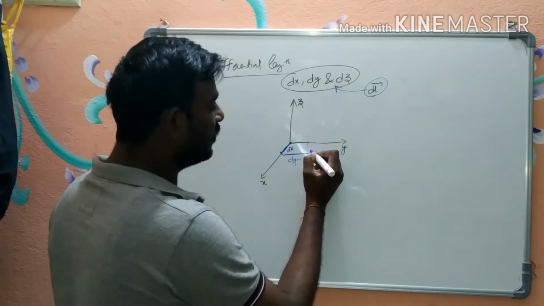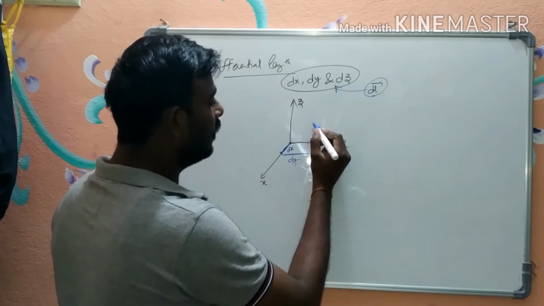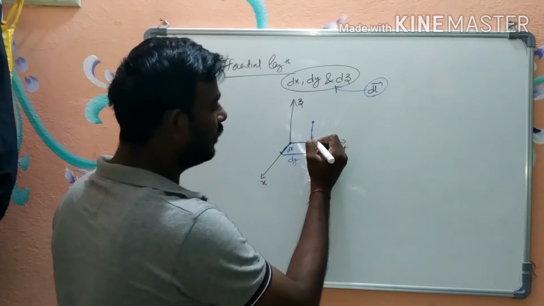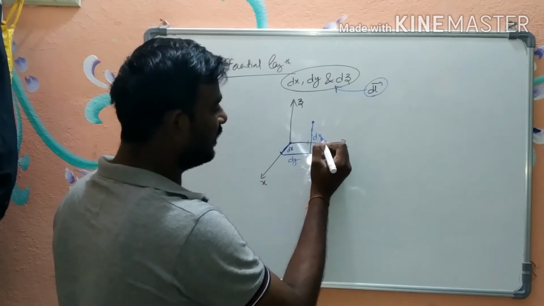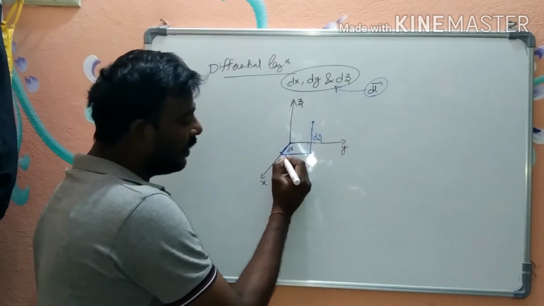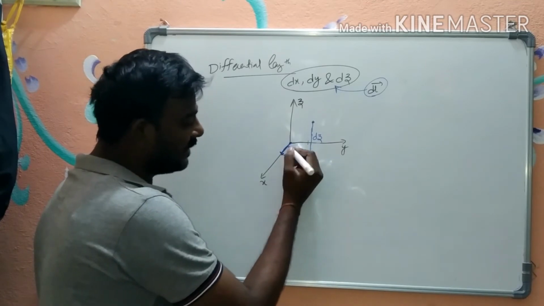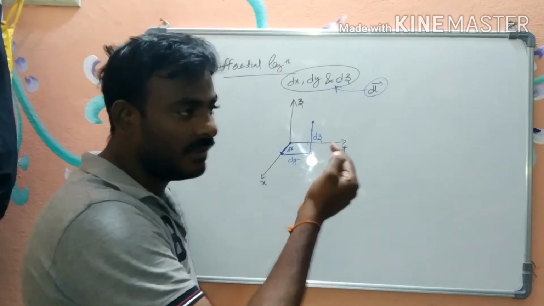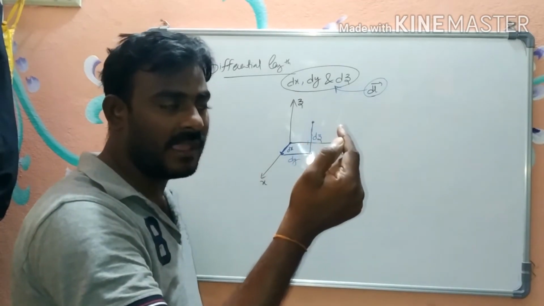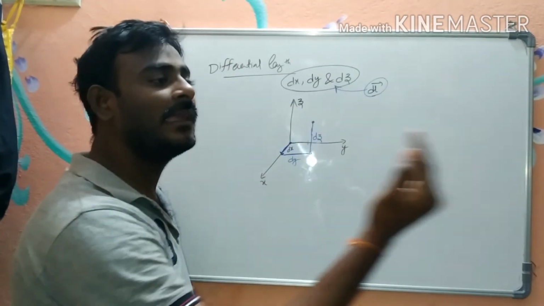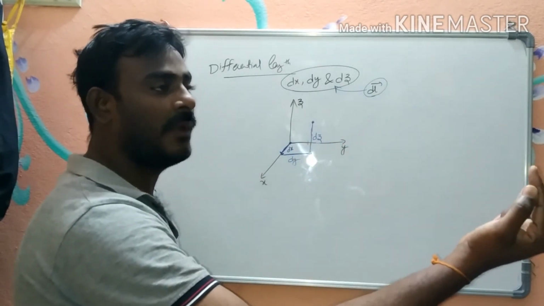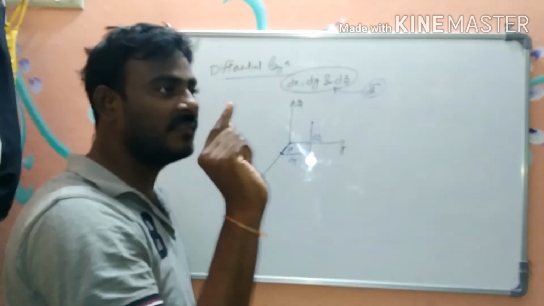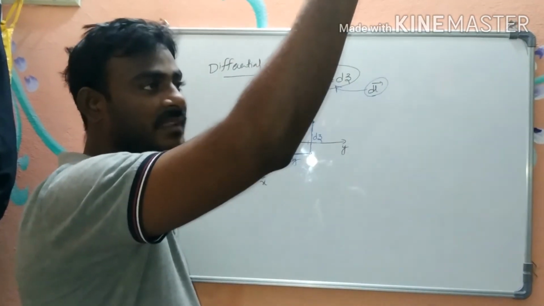Later, I need to move a distance of dz. See, observe here, I have moved a distance of dx in the x direction like this. First, I have moved a distance of dx like this. Then I have moved a distance of dy in the y direction like this. And I have moved a distance of dz in the z direction. So the first movement is like this, the second movement is like this, the third movement is like this.